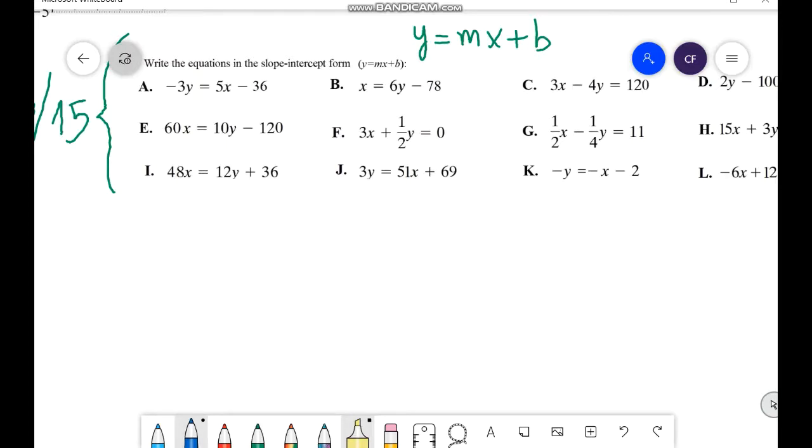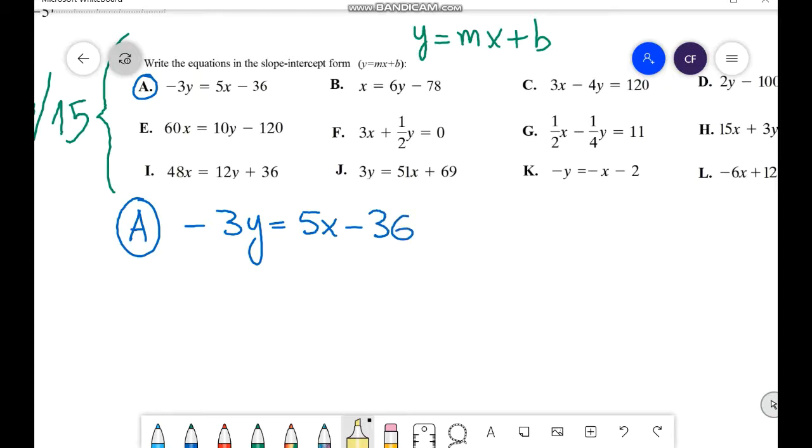And let's start with letter A. Let's see what we're supposed to do with letter A. So letter A. We have this equation here, negative 3y equals 5x minus 36. Okay. And we want to change the equation. We want to make the equation look like this.